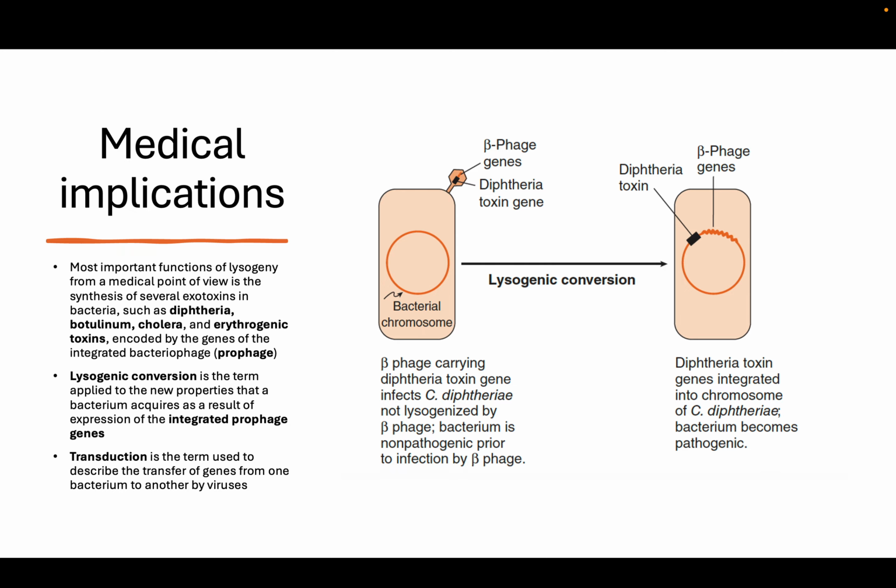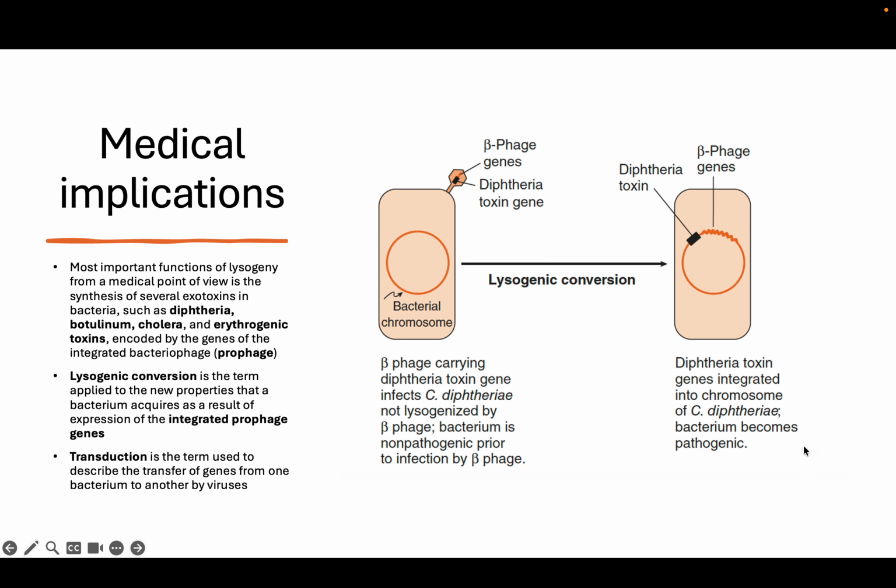And this is quite interesting because the medical implication of this is how certain bacteria develop exotoxins. These toxins like diphtheria, botulism, cholera, when bacteria release them, can be extremely deadly to us. In the case of botulism, it can cause a lot of paralysis in us. So this is how certain bacteria that don't have the genes for botulism acquire it.